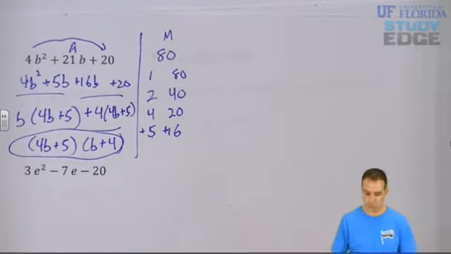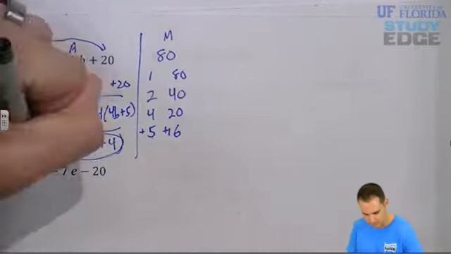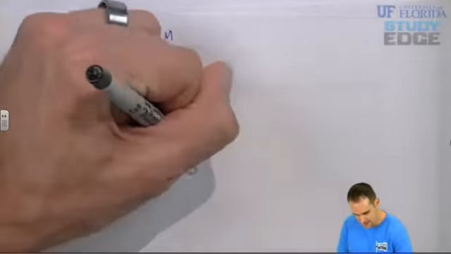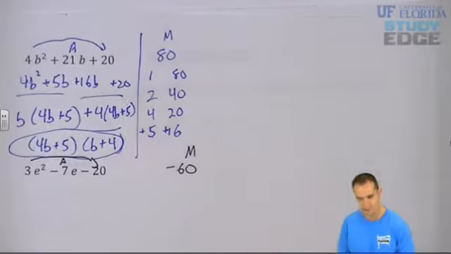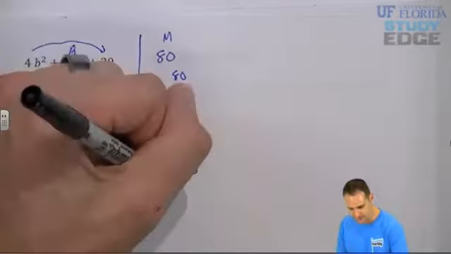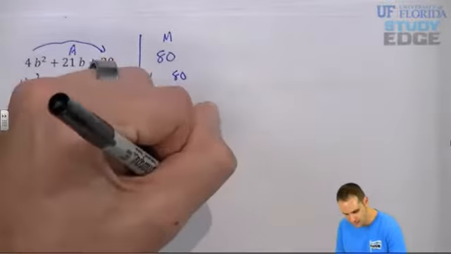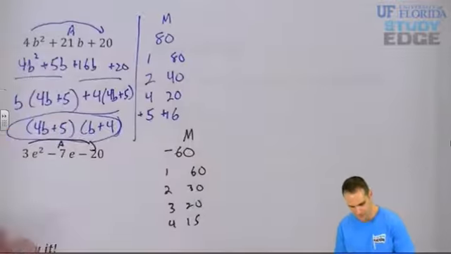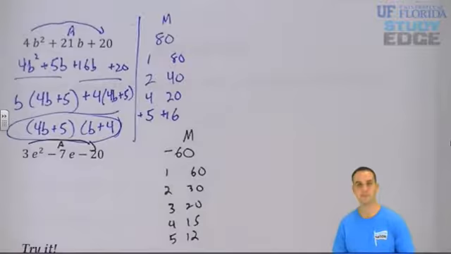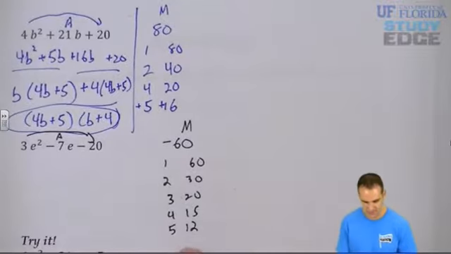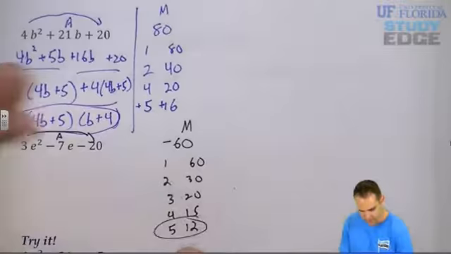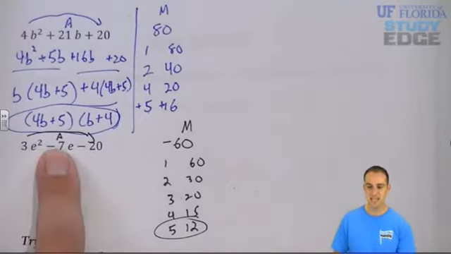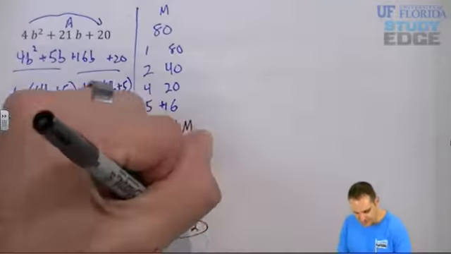So let's do another. What's step 1? 3 times negative 20 is negative 60. What multiplies to negative 60 and adds to negative 7? So you write down all the factors: 1 and 60, 2 and 30, 3 and 20, 4 and 15, 5 and 12, and eventually you find out that it's going to be 5 and 12. But it's negative, so that means one is positive and one is negative. To get a negative 7, the large number has to be negative.